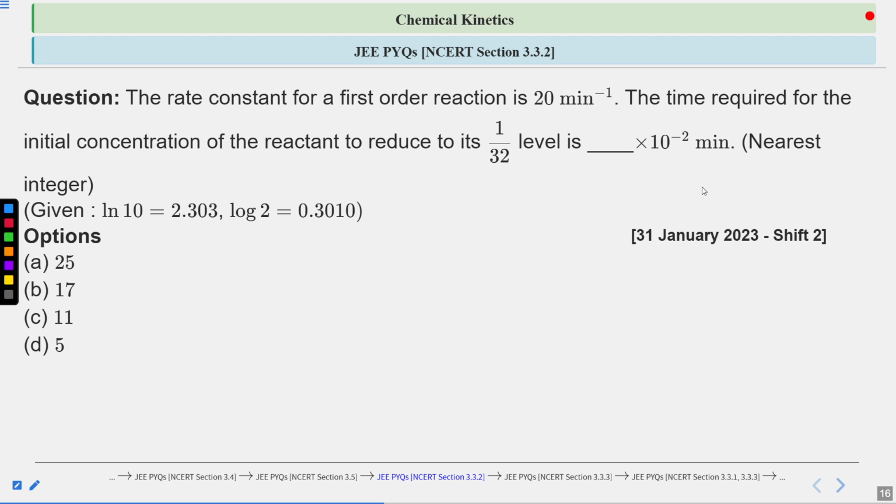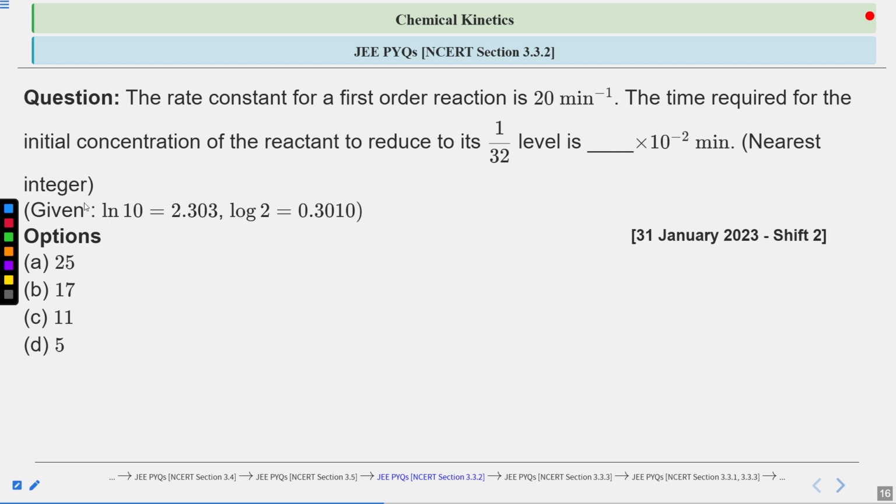So you have to identify the time which is going to be required for the reactant's initial concentration to reduce to its 1/32 level. You have to give the numerical, or you can say the integer answer, because multiplied by 10 to the power minus 2 minute is already written here. So you have to convert your answer to the nearest integer.